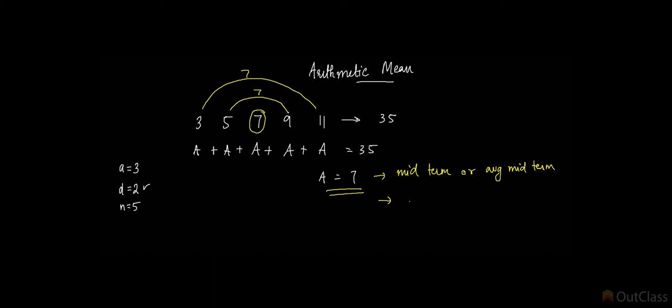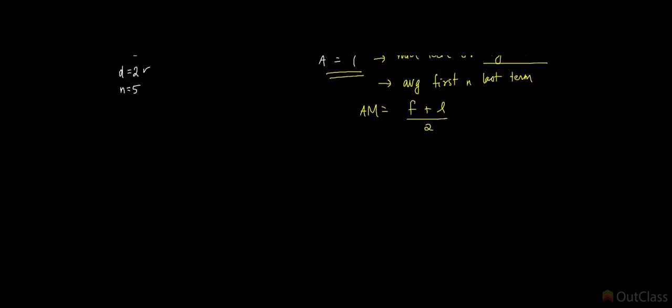It is also the average of the first and last term. So basically AM is equal to F plus L by 2. Now what do I mean by average of two middle terms? Let's look at that example.